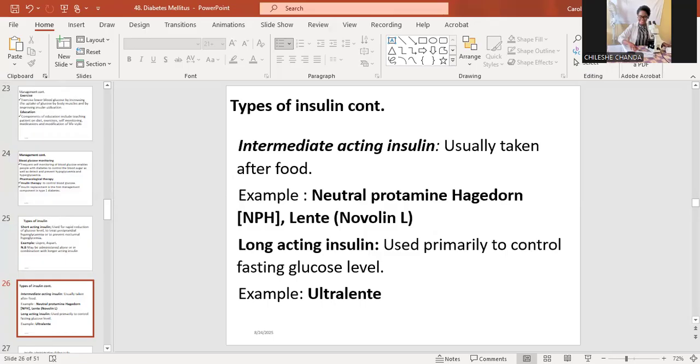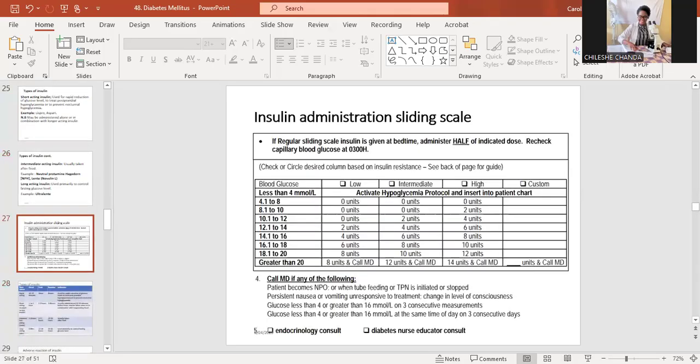Then we have intermediate acting. The common example in Zambia is Lente. And the long-acting insulin is primarily used to control fasting glucose level, and an example is Ultralente.